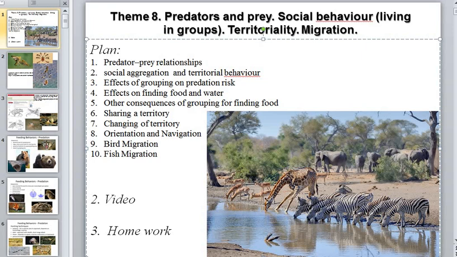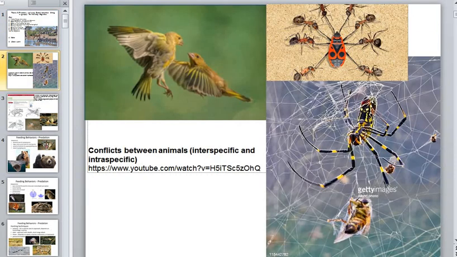In the last practice we talked about conflicts, and a common case of such conflicts is competition. Food, water, and reproduction are always very important and cause a lot of competition. But today we'll talk more about the social life of animals.